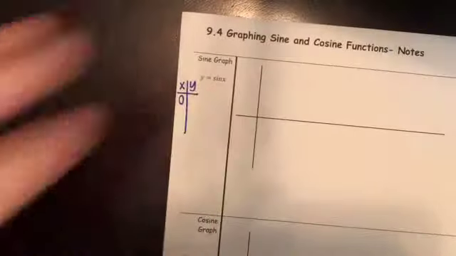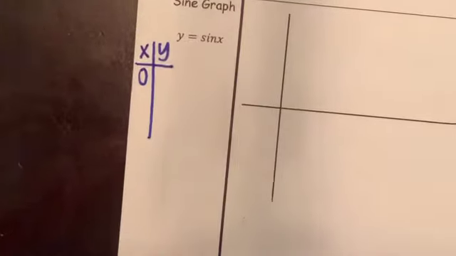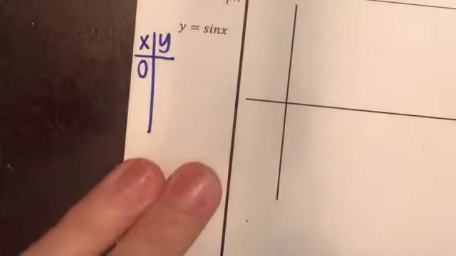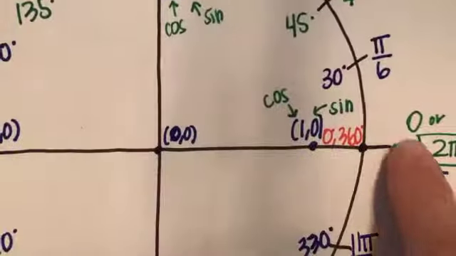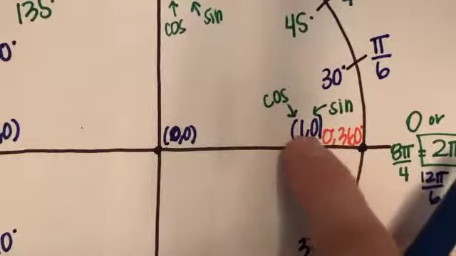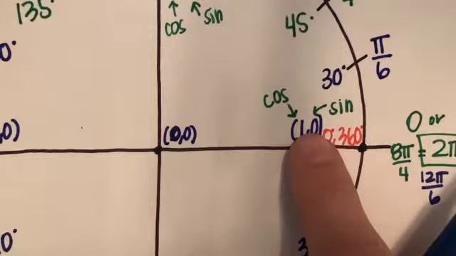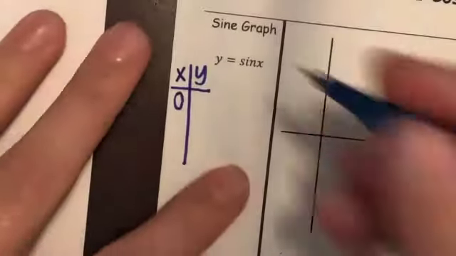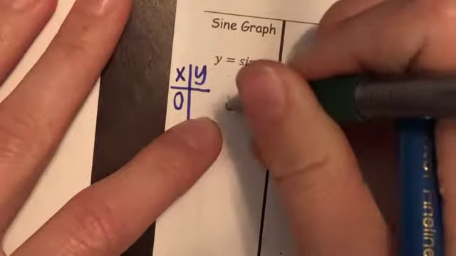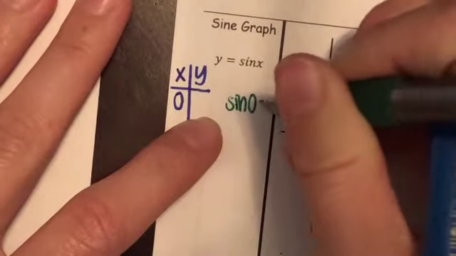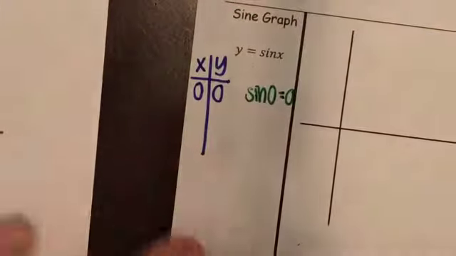So back to this, I'm gonna find sine of 0. So we actually wrote that on here. If you look at 0, we have an ordered pair. So at 0, we have the ordered pair 1, 0. So at 0, sine is 0. So let me show you the work for that. I'm plugging in 0 for x. Sine of 0 equals 0. So my y is 0.